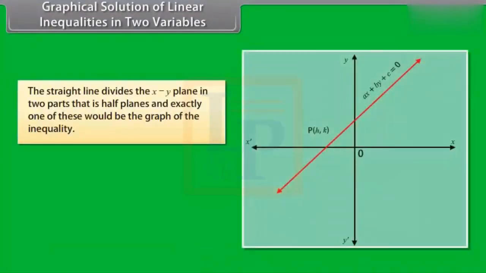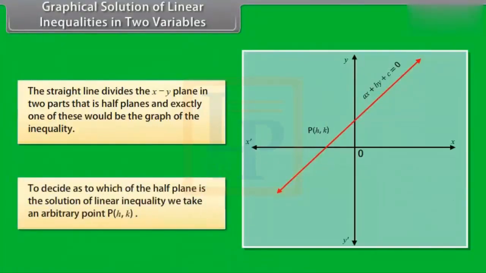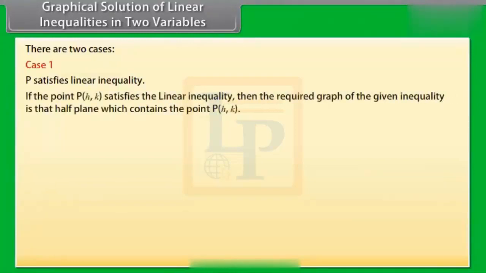The straight line divides the xy plane in two parts, that is, half planes, and exactly one of these would be the graph of the inequality. To decide as to which of the half plane is the solution of linear inequality, we take an arbitrary point P(h, k). There are two cases. Case 1. P satisfies linear inequality. If the point P(h, k) satisfies the linear inequality, then the required graph of the given inequality is that half plane which contains the point P(h, k).